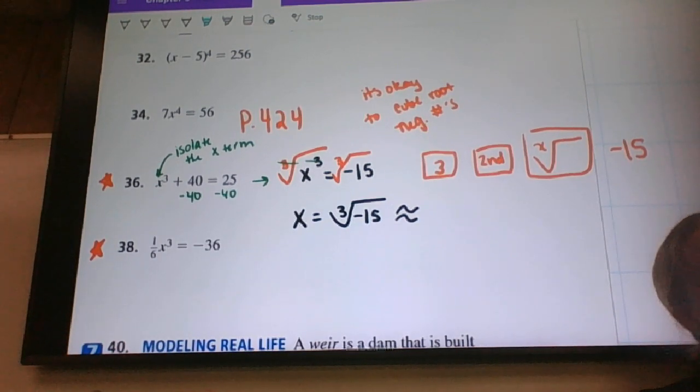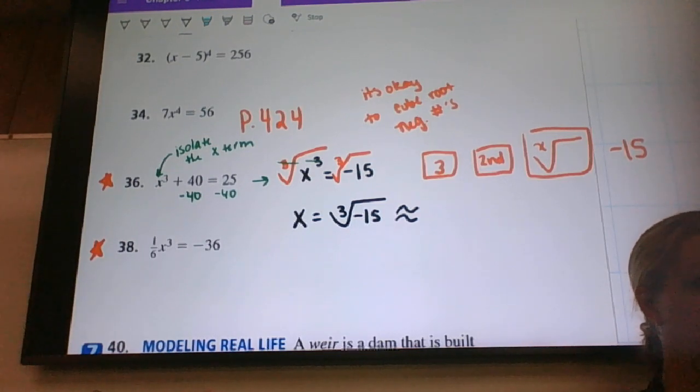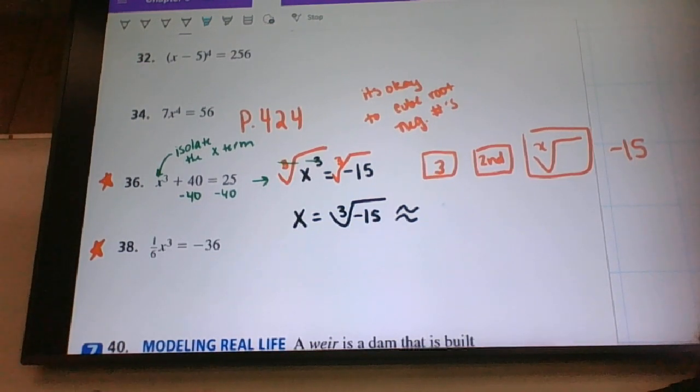Amelia, what is the cube root of 15? I feel really good about that because the cube root of 8 is 2. The cube root of 27 is 3. So I expect this to be between 2 and 3. So you said what? Negative 2. Okay, so I'm going to round that to negative 2.47.